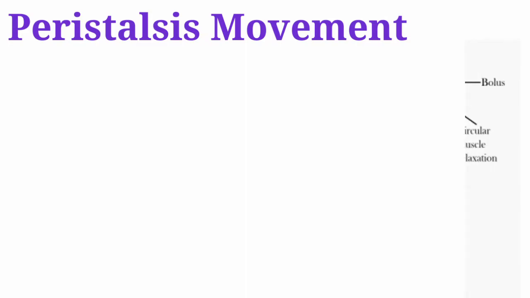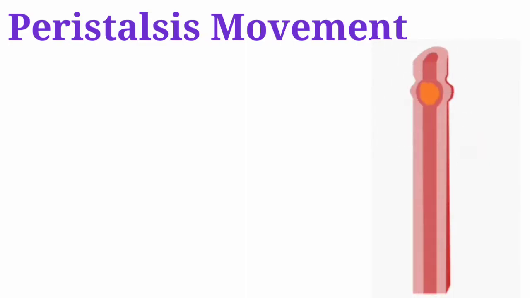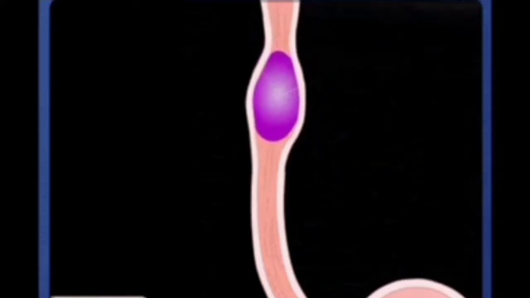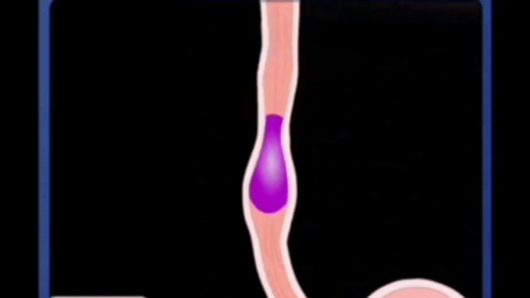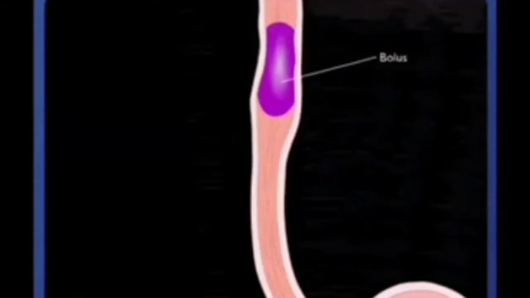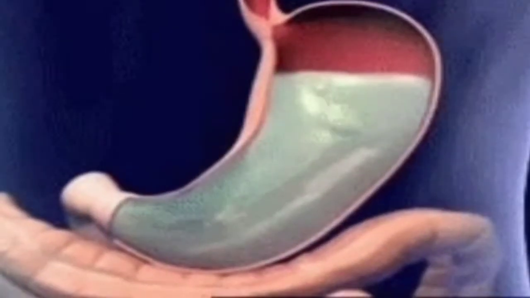See the picture. The moist ball of food moves downward in the esophagus, and the muscles in the wall of the esophagus contract and relax to push the food in the downward direction. So this particular movement, contraction and relaxation in the muscles, is known as peristalsis movement. Now the food comes to the stomach.